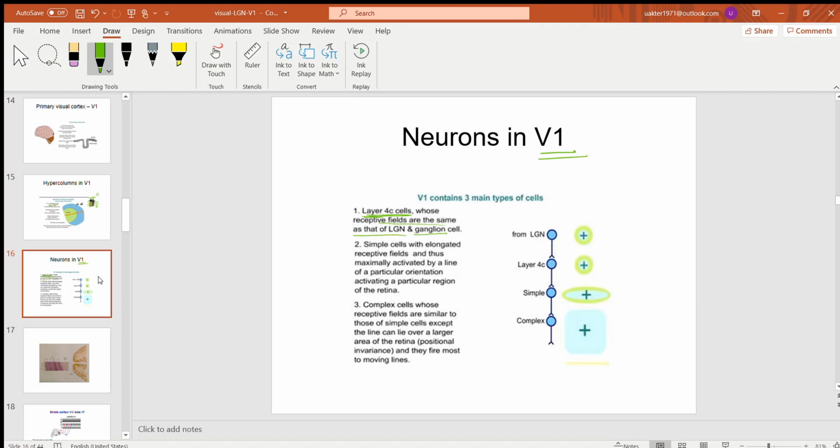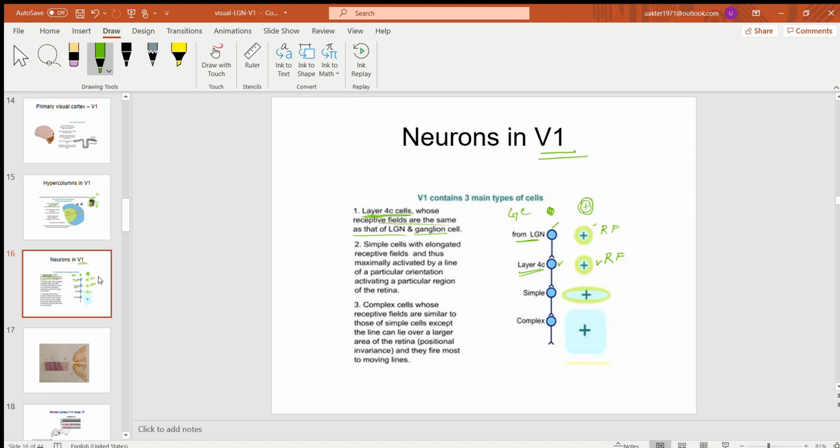So this is the neuron of layer 4C, and this is the receptive field. Okay, and this is the neuron of the lateral geniculate nucleus. This is the receptive field. And even if you see the ganglion cell, the receptive field will be the same as this one, and you can see that on center off surround, right, shown by different colors.